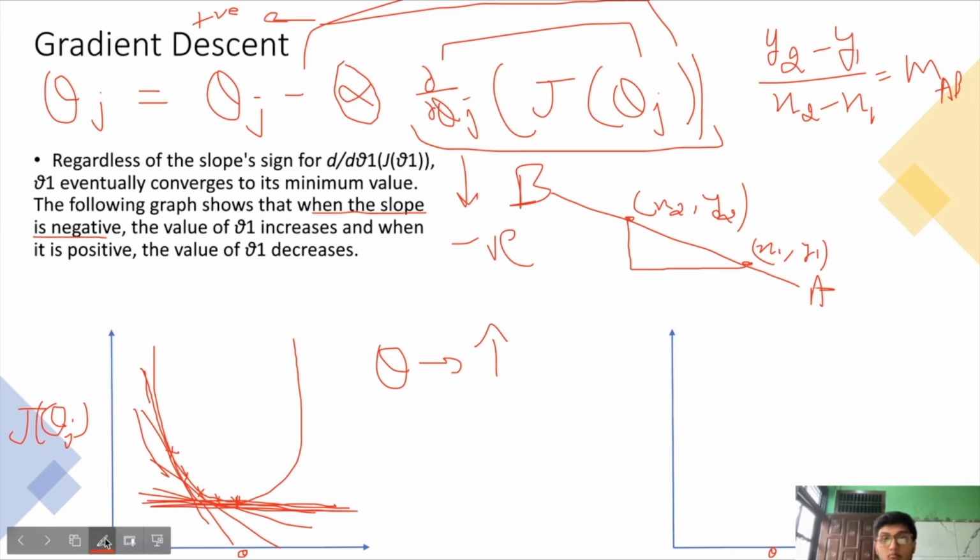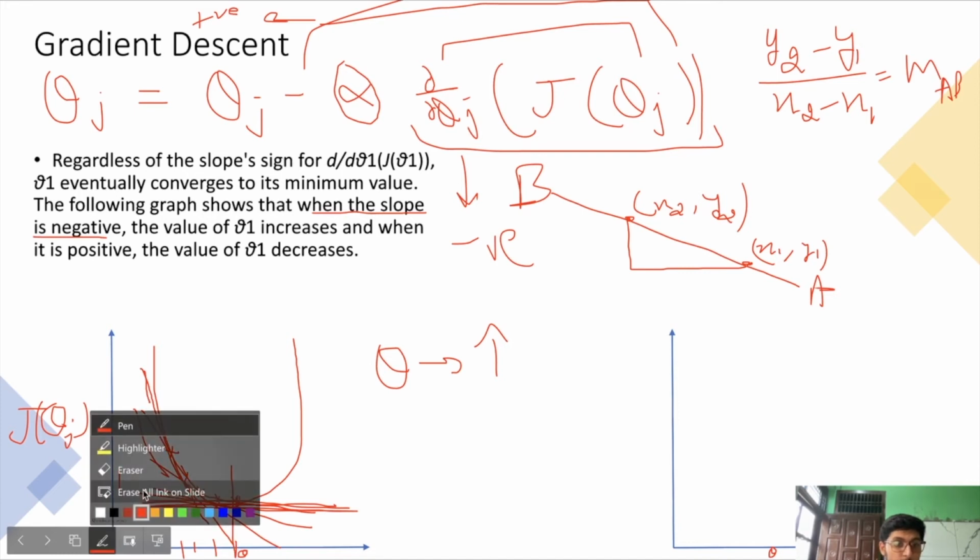We do not have to worry about the signs or what this will be, we just have to worry about alpha. And we know that if the slope is negative, this value will be positive and our theta j will be increasing overall. So theta will be increasing: first its value will be here, then here, then here, and finally it will be at the global minima. So we do not have to worry about anything. Let me just erase all.